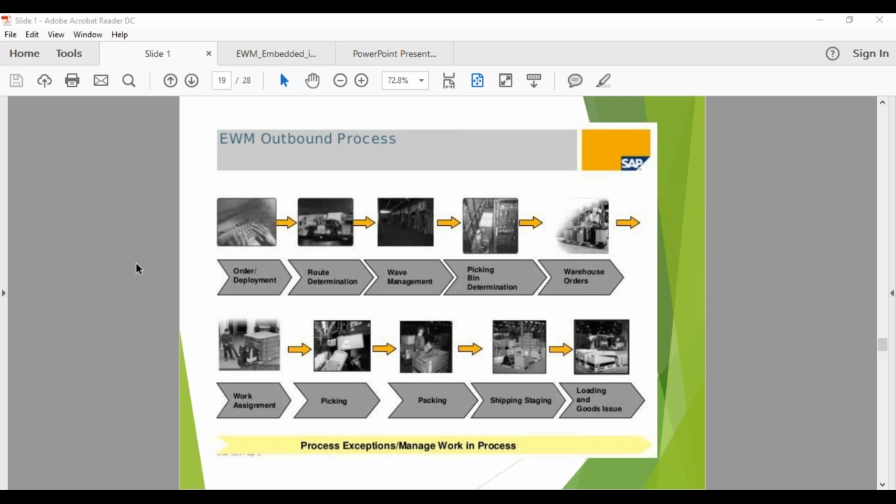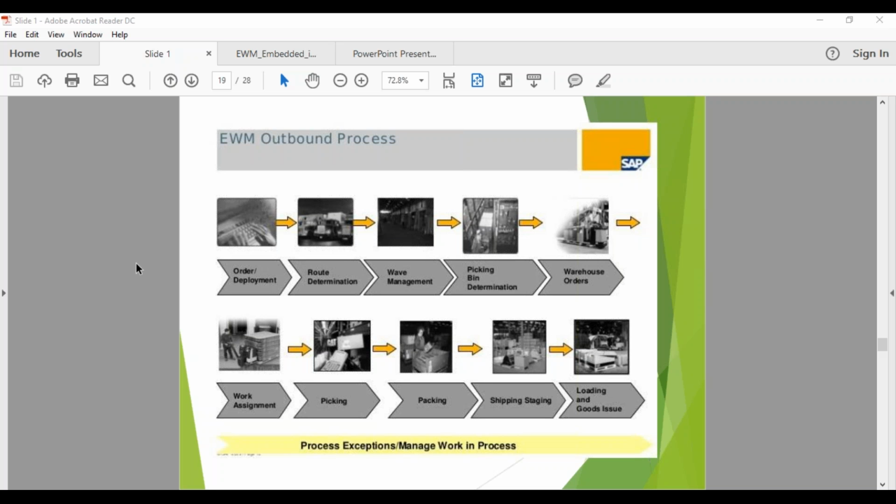Okay, so once we have created the outbound delivery, it will determine the route where it has to go. For example, when we are dispatching, the customer will be on a certain route, so the system has to determine that. The basic requirement to dispatch is that we need a transportation unit. So for that, the transportation unit needs to be sourced.